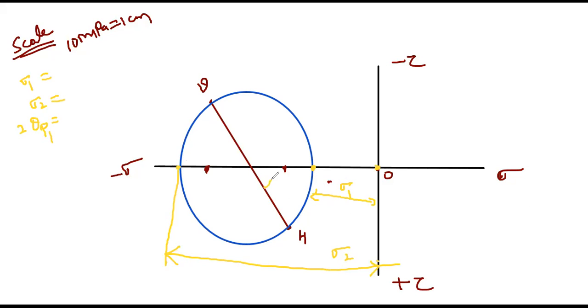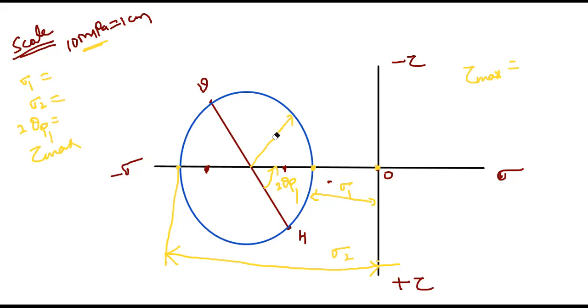Then this will be the 2 theta p1. And if you measure the radius of this, you will get tau max. Tau max is nothing but the radius of the Mohr circle. If you measure the radius and multiply with this scale, you will get the answer. Clear? These are the values we get once we draw this: sigma 1, sigma 2, tau max, and 2 theta p.